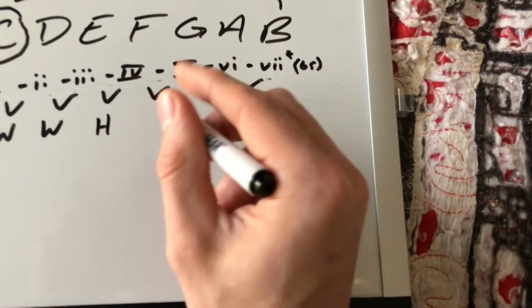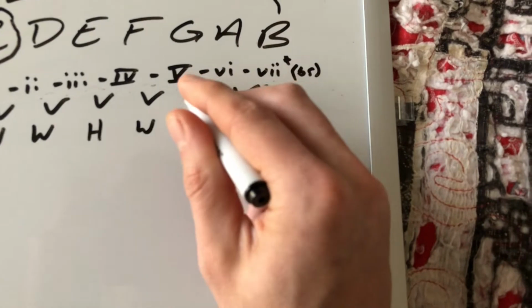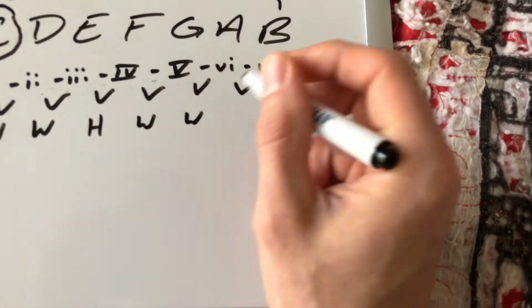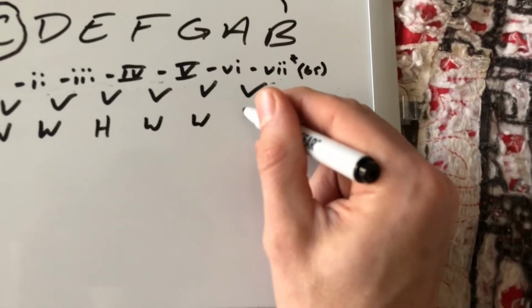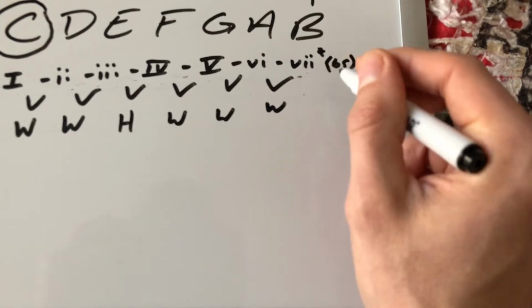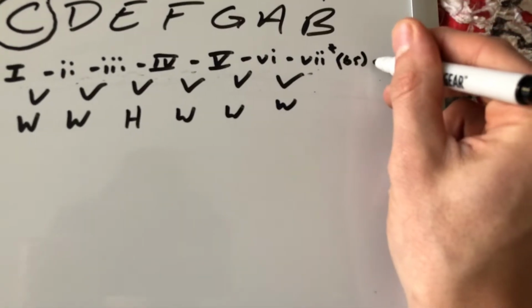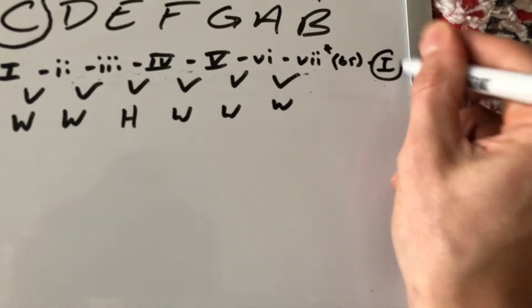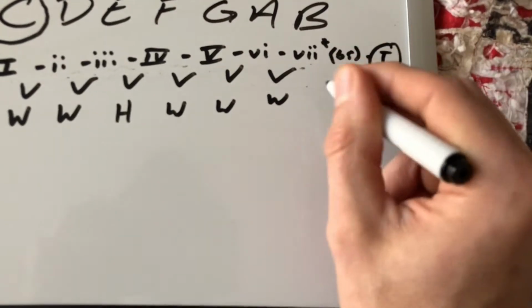Between the fourth note and the fifth note, it's a whole step. The fifth note and the sixth note is a whole step. The sixth note and the seventh note is a whole step. And then if we go back to the tonic, the distance between these notes is a half step.